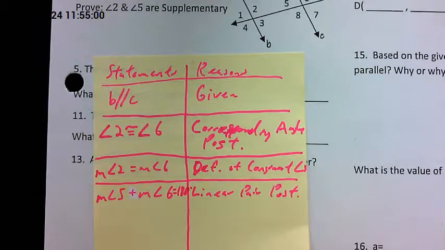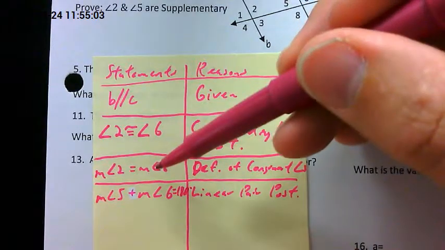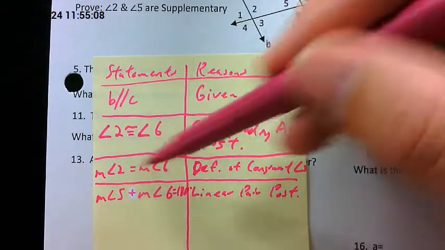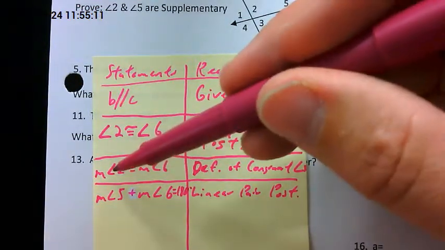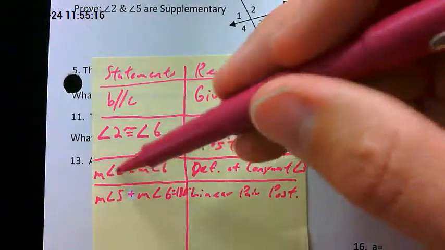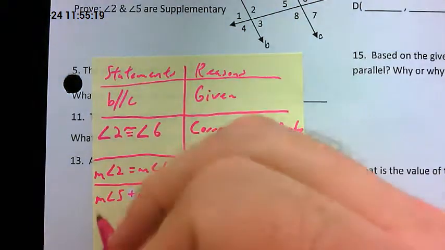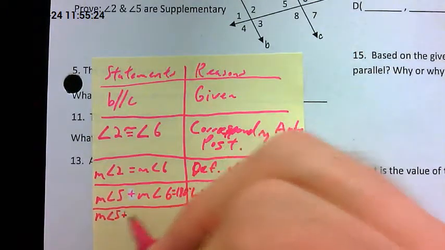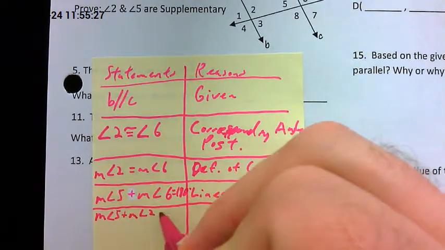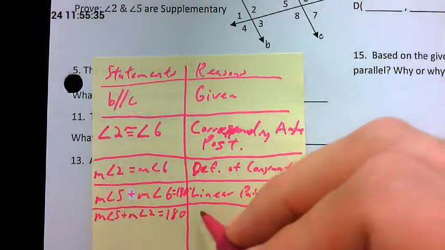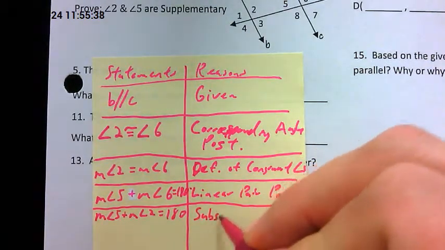So now, in this last part, angle 2 was equal to angle 6, right? These measures are equal. We can go ahead and replace 6 with 2 there. So we still have measure angle 5, but now instead of measure angle 6, we're going to say measure angle 2 equals 180. And what do we do in order to plug that in? Substitution. When we plug something in, that is substitution.